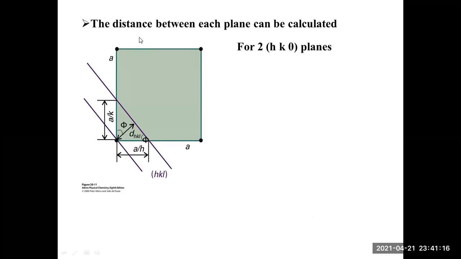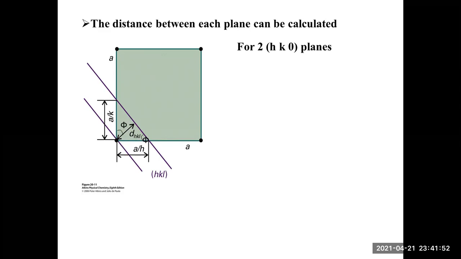Just now I told you that this is the two-dimensional movement of the lattice planes, and we need to calculate what this distance is all about. So now we are representing this angle as phi, and you can see this is the origin we have taken, with respect to the x-axis. The intercept made on the x-axis is given by a by h, right? And the intercept made on the y-axis will be given by a by k, right?